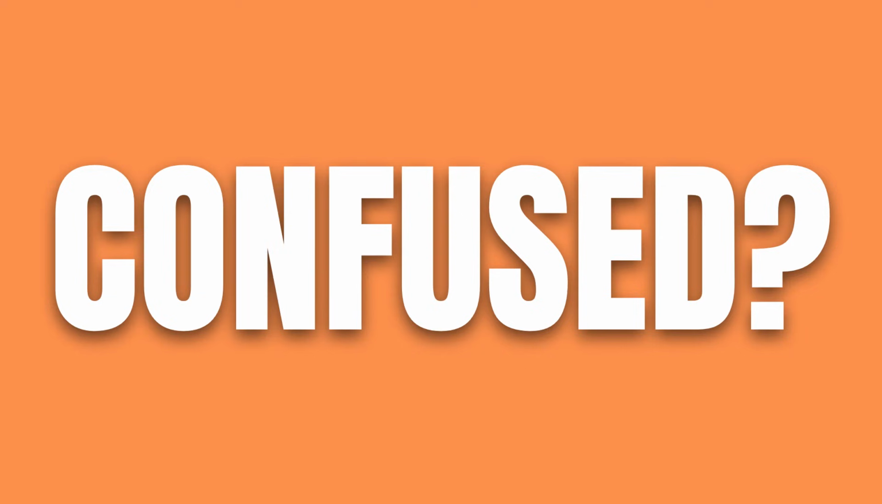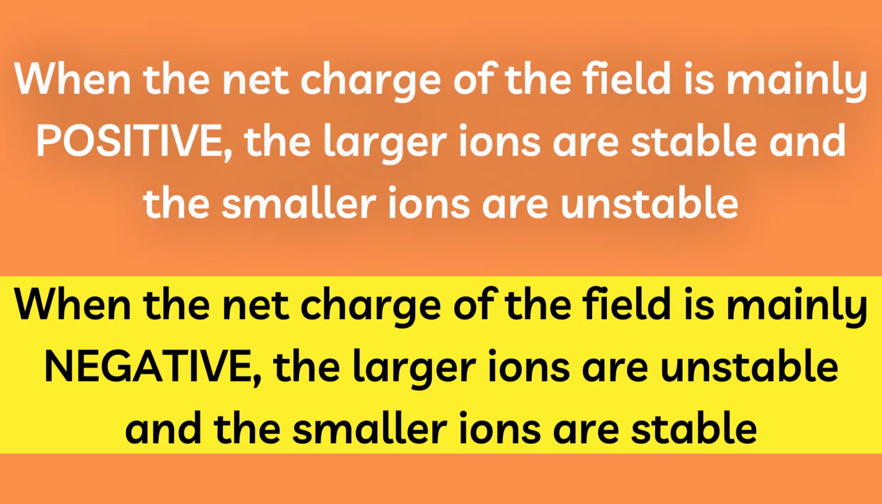Did you find that confusing? Don't you worry, so did I when I first read about this. The main point, however, is that when the net charge interacting with the sample is mainly positive, the larger ions are stable and the smaller ions are unstable. On the other hand, when the net charge interacting with the sample is mainly negative, the smaller ions are more stable and the larger ions are more unstable.